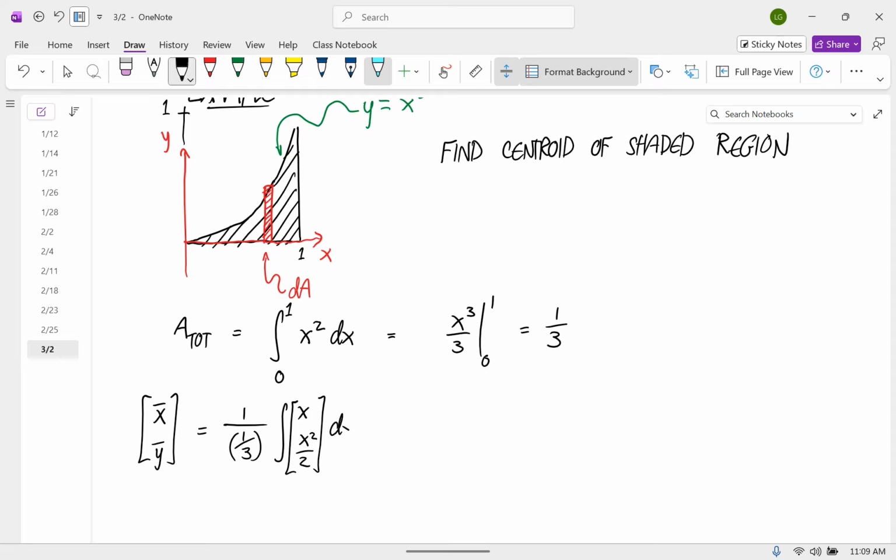And we're doing it in terms of x, and our boundaries are 0 to 1. Why divide by 2? Because this is defined by the function y equals x squared. So y is equal to x squared at the top of the rectangle, but the center of the rectangle is halfway up the rectangle. So that's why I divided by 2.